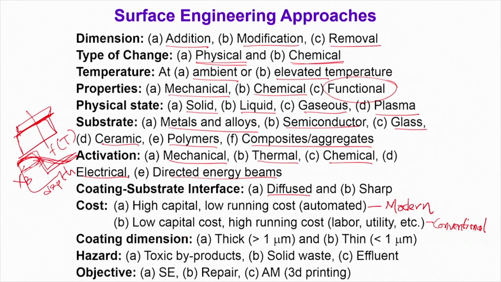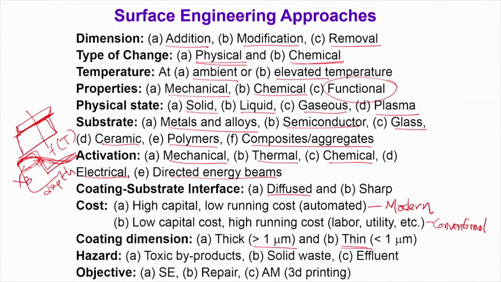Coating dimension wise, this is a loose classification, not a very strict or sacrosanct division. Anything which has more than a micrometer thick coating, we say thick coatings or thick films, and anything less than 1 micrometer is generally said to be thin. So, all these PVD, CVD, sputtering, ion plating, ion implantation processes are essentially thin film coating or thin coating technologies, whereas cladding or plating or carburizing, nitriding, all these are thick coating processes.